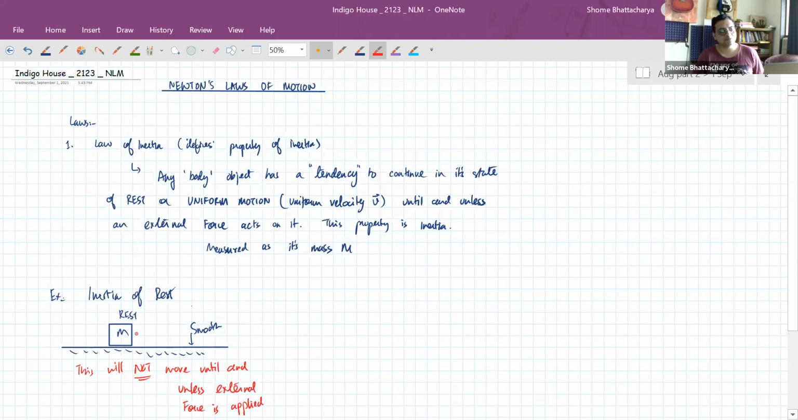So now if we, for example, apply some external force, it doesn't matter what the direction of the external force is. It could be horizontal, it could be oblique like this, whatever be the case, but then it will start moving. Then the motion starts. So its state of rest changes. But until and unless that external force acts, there is no change in its state of rest. Okay. Similarly, there is also inertia of motion.